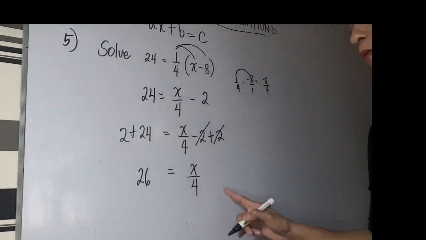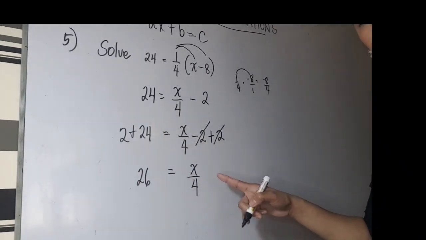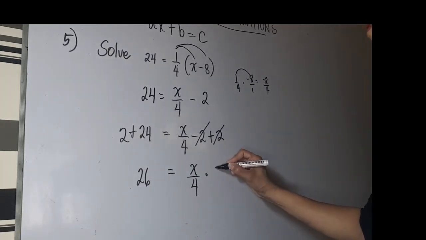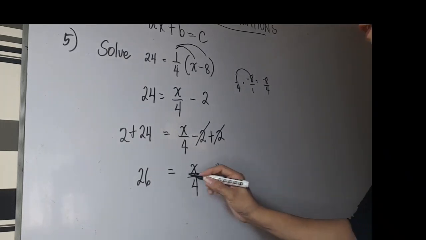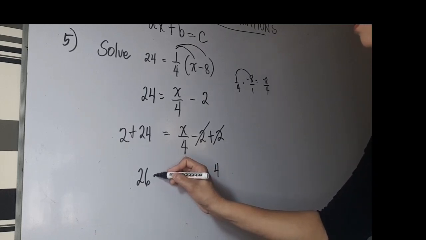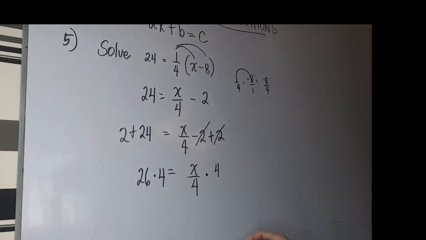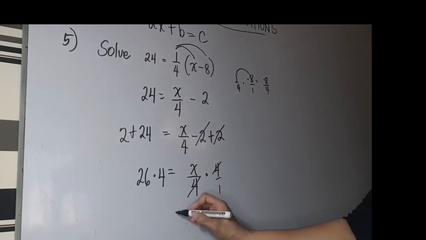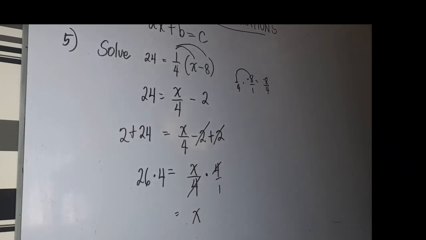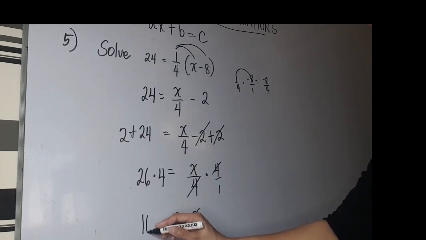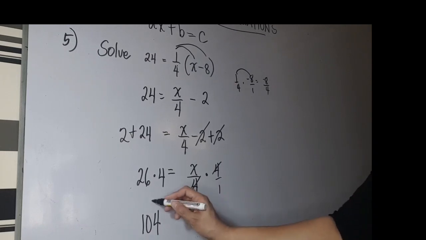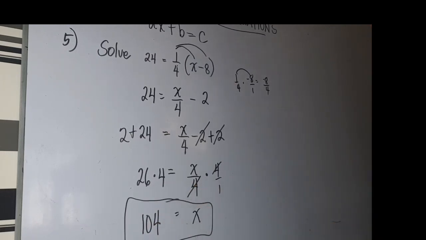How do we isolate now? You have x divided by 4, so you are going to multiply by 4. Very good. Multiply also this side by 4. So, 4 and 4 is canceled. We have x is equal to 104, because 26 times 4 is 104.